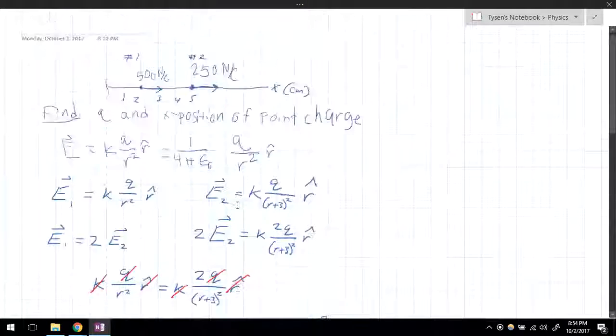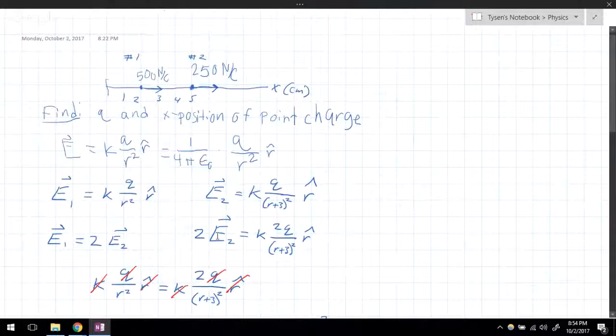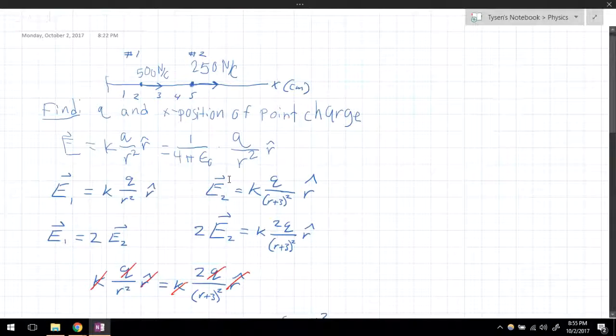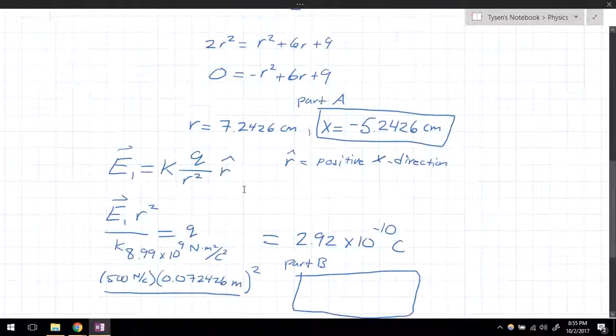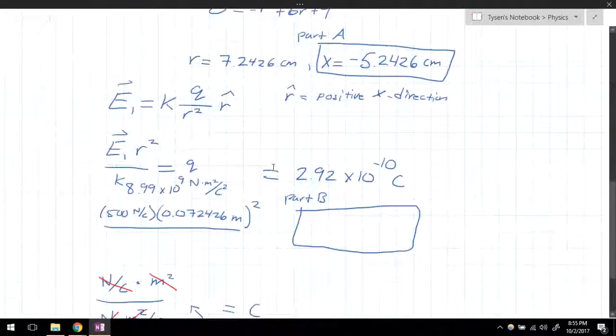We do want to note that the second root is 1 point something, and that could work if the point was here, but because we know that the directions of the charges are both in the same direction, our charge could not be between these. If it was between these, then this charge would actually be pointing this way, and this charge would be pointing in the same direction. Since they're pointing in the same direction, we know that the charge is somewhere over here. Because of that, the x position of the charge is negative 5.2426 centimeters. We kept it in centimeters just to keep it simple to convert to meters. Okay, so that's the first part of this question.